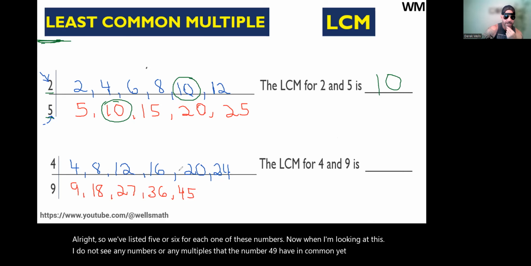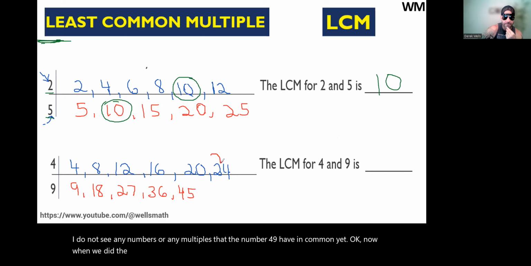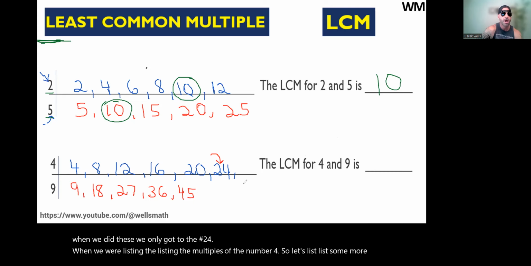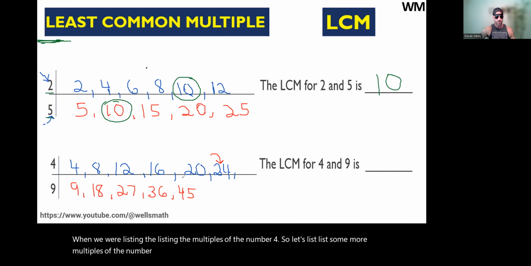Okay, now when we did these, we only got to the number 24 when we were listing the multiples of the number 4. So let's list some more multiples of the number 4. See, where do we start at? 4 times 6 was 24. 4 times 7 is 28.